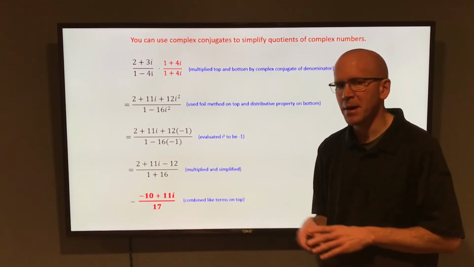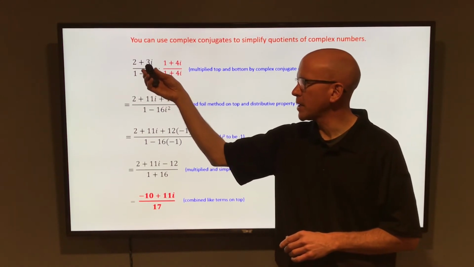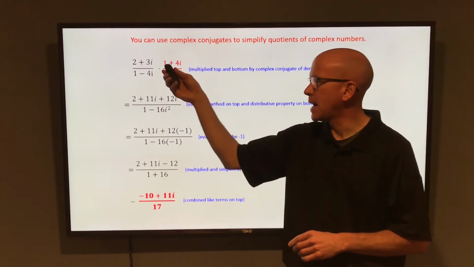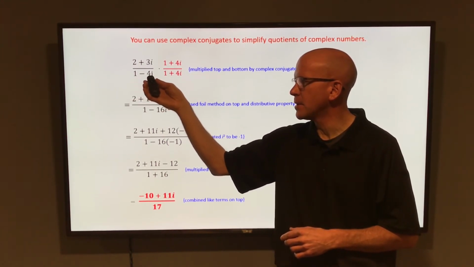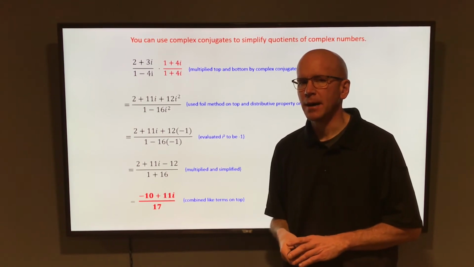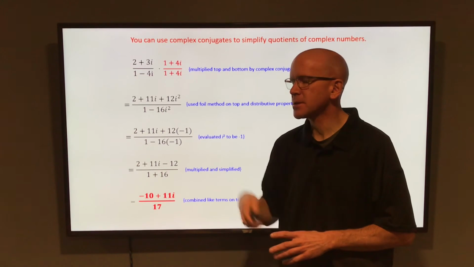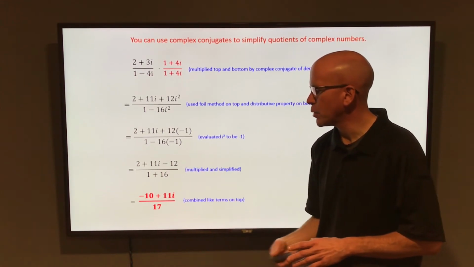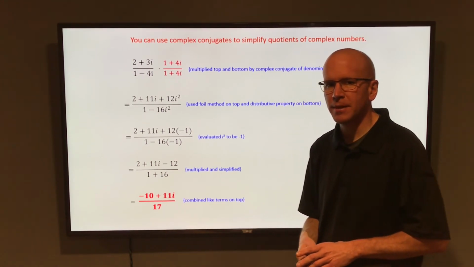Notice the i magically disappeared from the denominator. So if we go back to the beginning, multiplying the top and bottom by i there would not cut it. You have to multiply the top and bottom by the conjugate of the denominator. So when you have a binomial with an imaginary number involved, you have to multiply the top and bottom by the conjugate of the denominator, which would be the same terms, just a different sign between the terms. That will simplify to be then negative 10 plus 11i all over 17. The i has disappeared from the denominator.